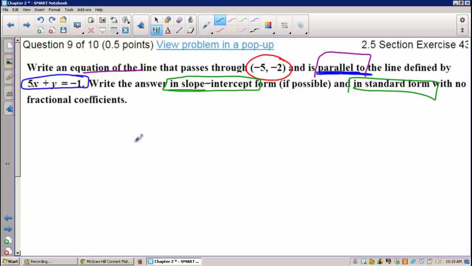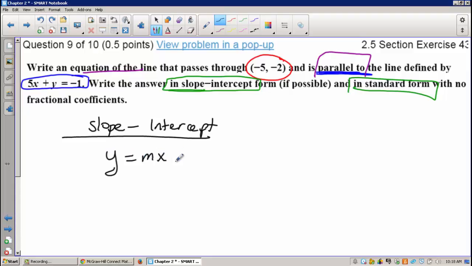Okay, so why don't we start with a refresher? What form was called slope-intercept? That's what we are looking for, slope-intercept. What does it look like? What was the formula for slope-intercept? Y equals mx plus b. Y equals mx plus b. Very good.